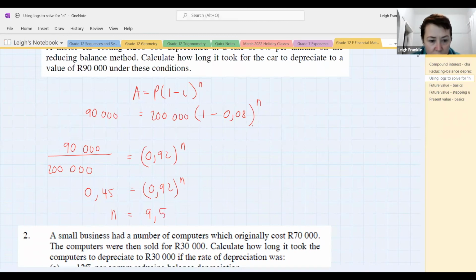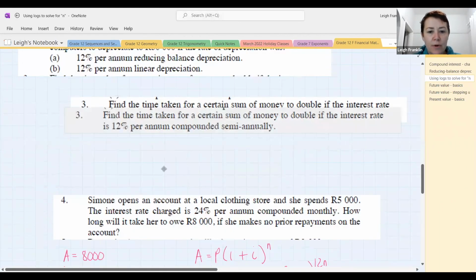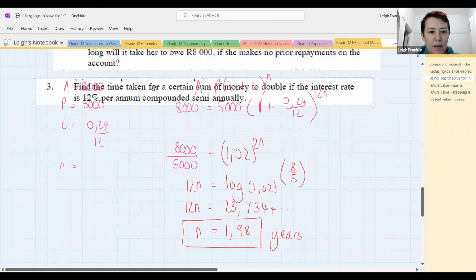9,58. So 9,58 years. Is everybody happy with that? Is that making sense? Good. Oh, yes, you're all getting that same answer. Lovely. So, the 0.92 is 1 minus 0.08. It's the value of what's inside the bracket. Cool beans. So now, let me just get rid of that one. Let's move that down there.